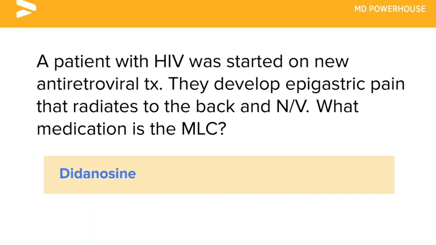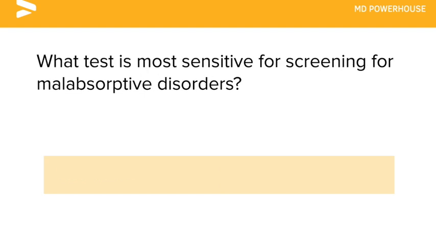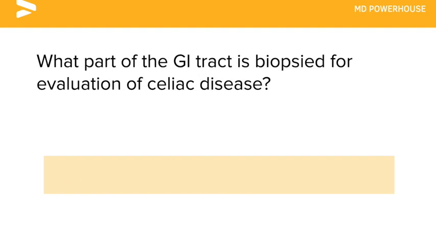What test is most sensitive for screening for malabsorptive disorders? A Sudan 3 stain. This checks for fat malabsorption. What part of the GI tract is biopsied for evaluation of celiac disease? The duodenum. So recall that the most accurate test for celiac disease is doing a biopsy of the duodenum. And to treat these patients, you just need to do diet modification.